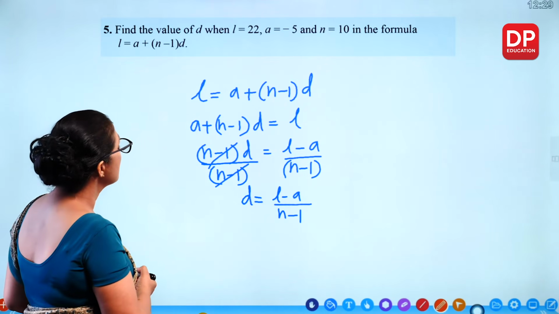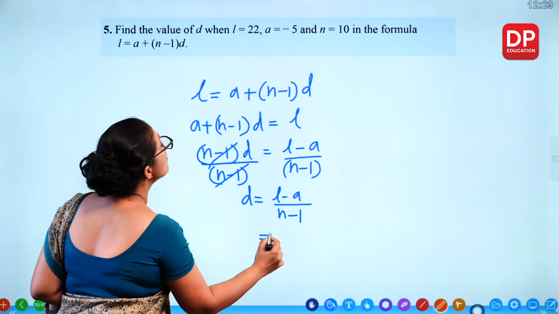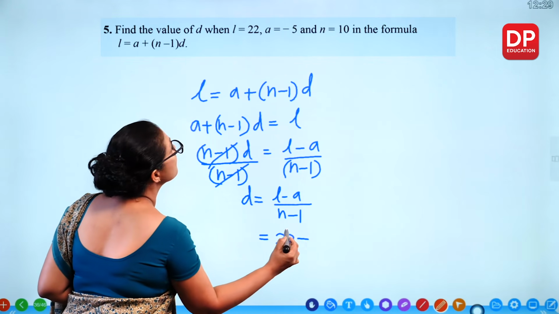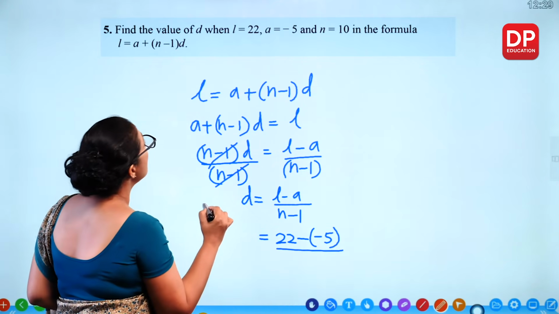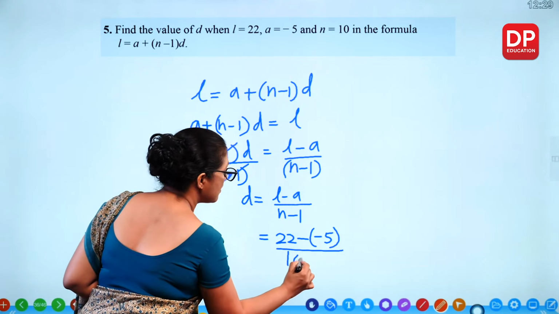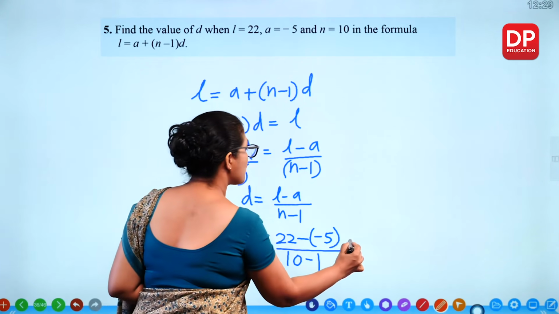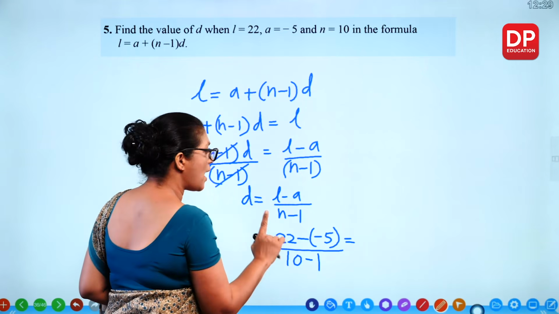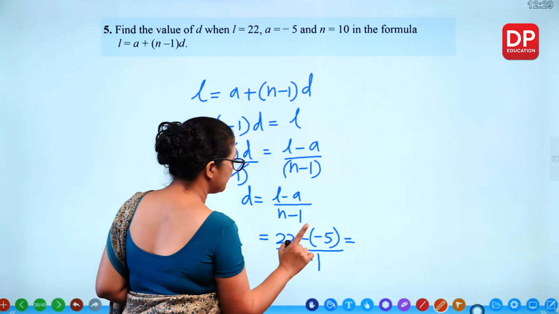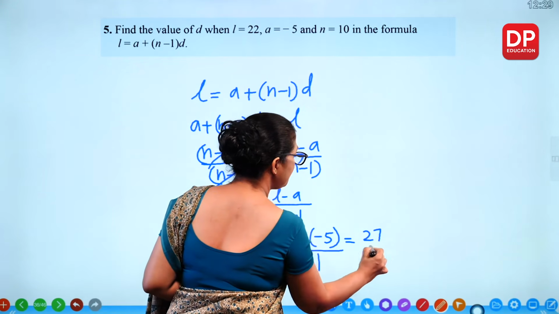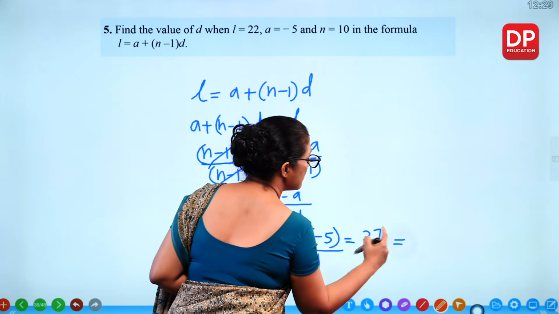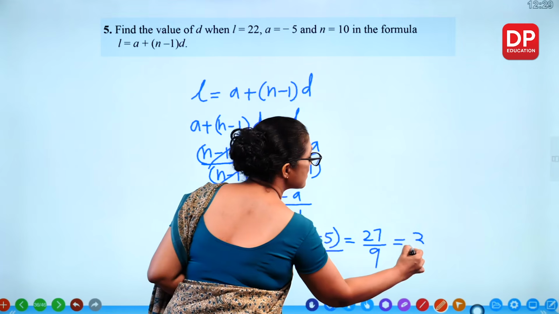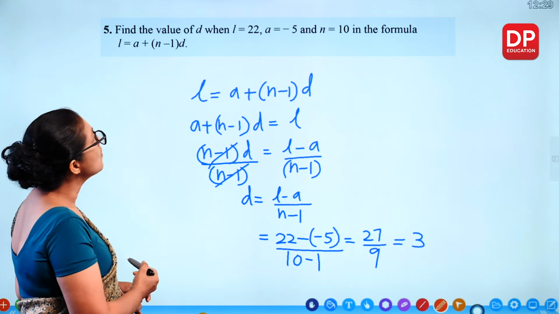Now you can substitute. 22 for l, a is minus 5, n is 10 minus 1. So what's the answer? 22 minus minus 5 becomes plus 27. 10 minus 1 is 9. 27 divided by 9, that's 3. So d equals 3.